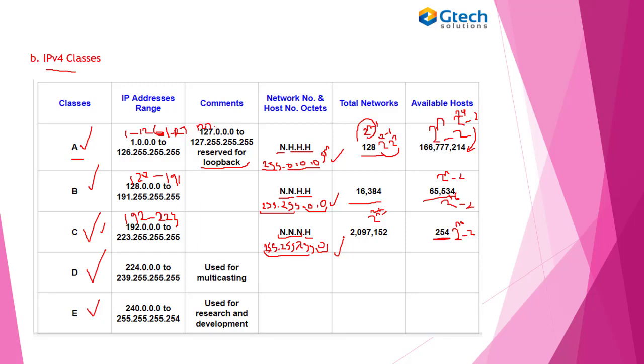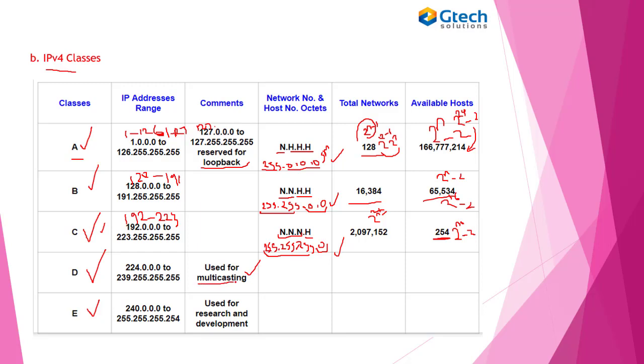Okay, so class D IP addresses are not assigned to any host in the network. They are used for the purpose of multicasting.